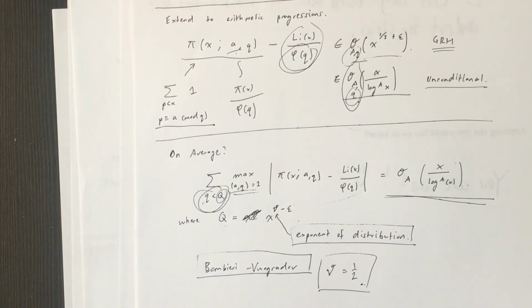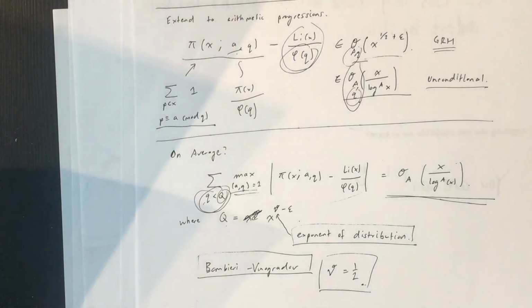I might post another video today going over the rest of the paper, starting from where we left off last time, but I wanted to get out this explanation of Bombieri-Vinogradov since it seems quite an important precursor of what's discussed in this paper.